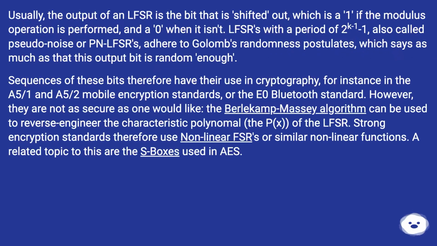Usually, the output of an LFSR is the bit that is shifted out, which is a 1 if the modulus operation is performed, and a 0 when it isn't. LFSRs with a period of 2^k - 1, also called pseudo-noise or PN LFSRs, adhere to Golomb's randomness postulates, which says as much as that this output bit is random enough.